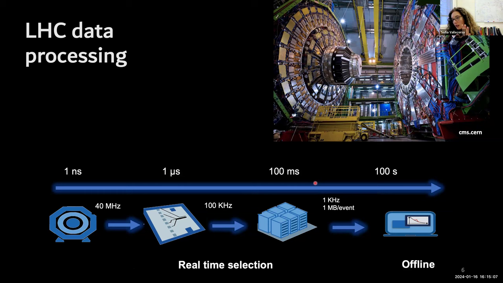It's one of the aspects in which machine learning can be most promising, and it's being tested and implemented by the different experiments. The reason for this limitation is the fact that we do not have enough computing infrastructure to completely process all of the data that is produced by the collisions. So this is where the whole problem of setting up this multi-stage analysis is coming from.